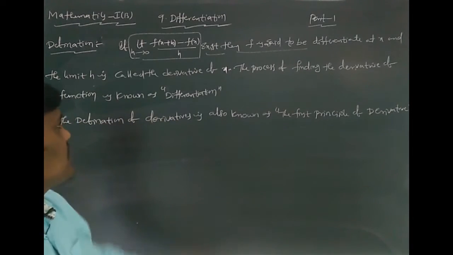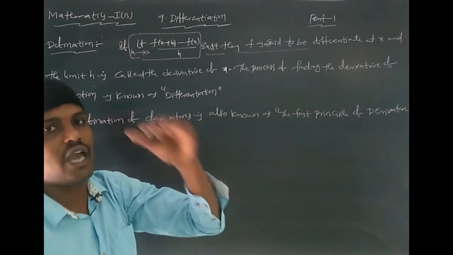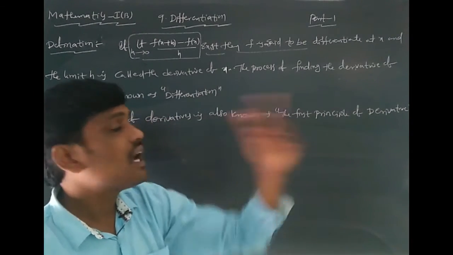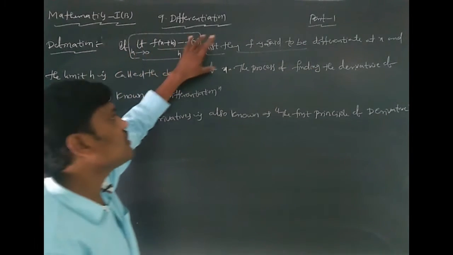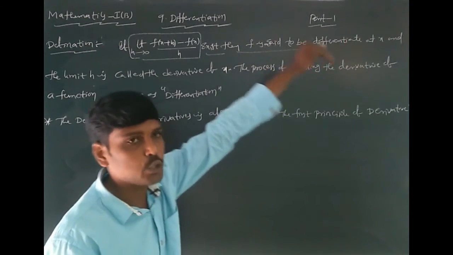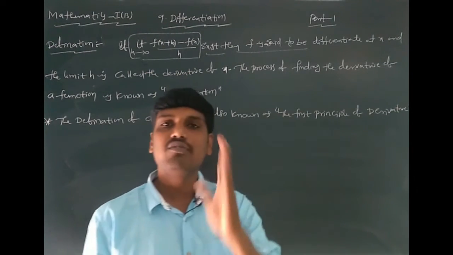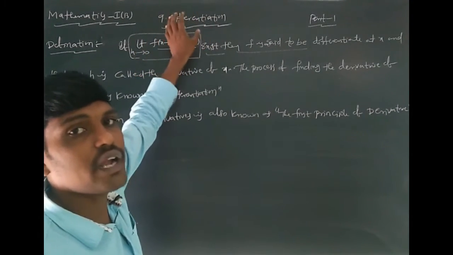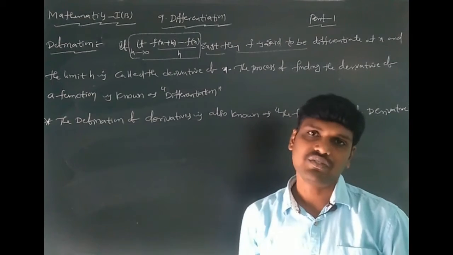First of all, let me explain, students. If the limit as h tends to 0 of f of x plus h minus f of x exists, then f is differentiable at x, and the limit is called the derivative of f at x. The process of finding the derivative of a function is called differentiation. This is the definition of differentiation.